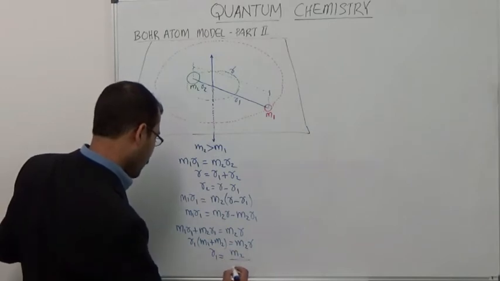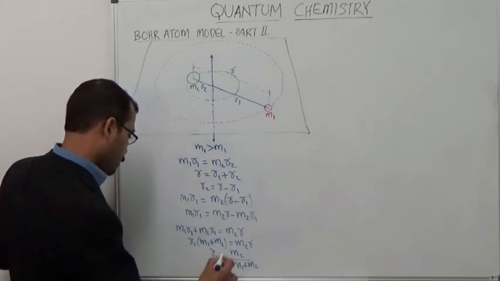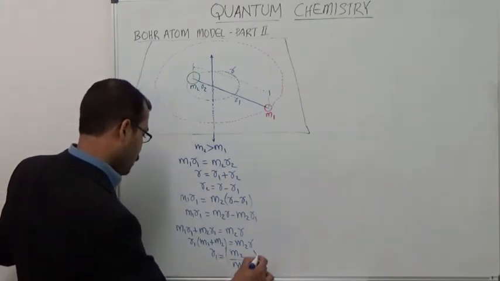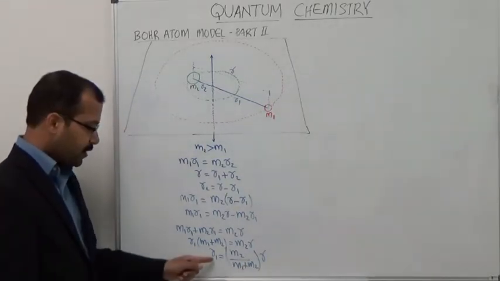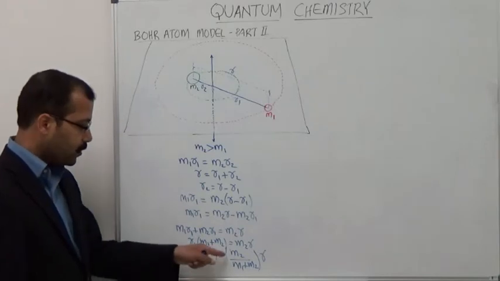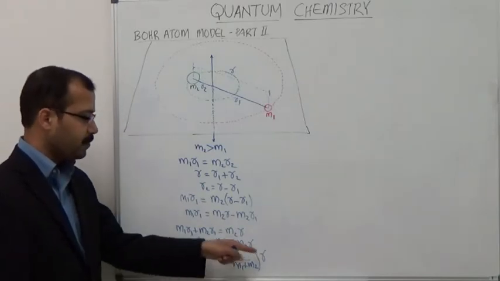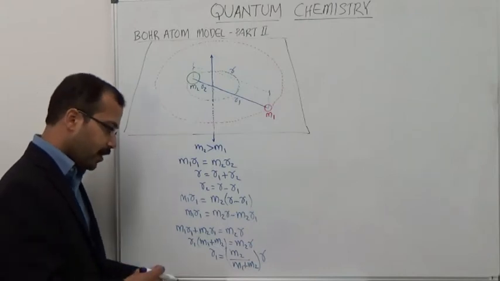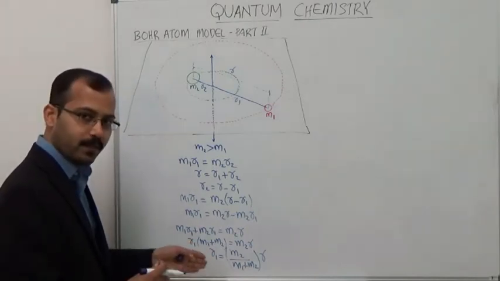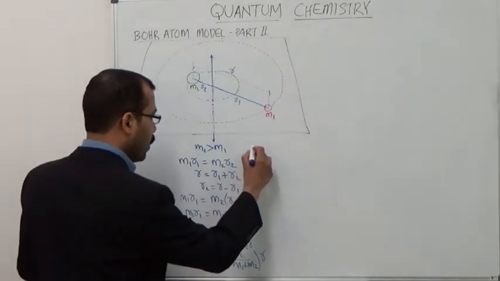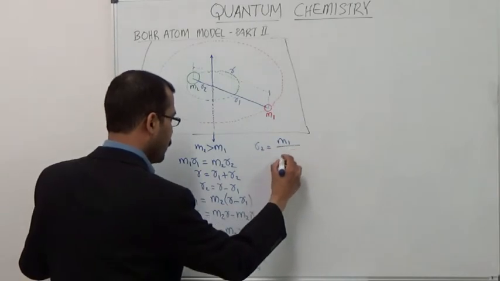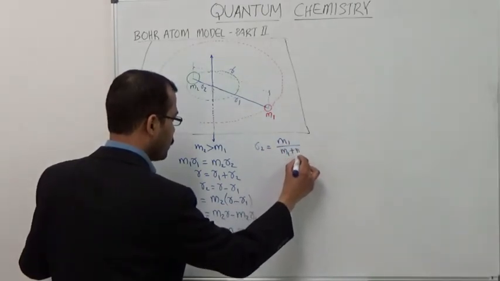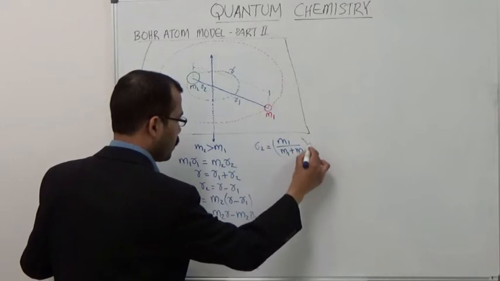So r1 is equal to m2 divided by (m1 plus m2) times r. We have an expression for r1: r1 is equal to m2 divided by (m1 plus m2) times r. In a similar way, we can also derive an expression for r2. Therefore, r2 will be equal to m1 divided by (m1 plus m2) times r.